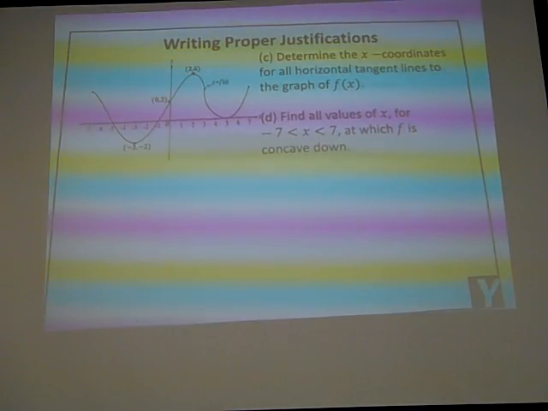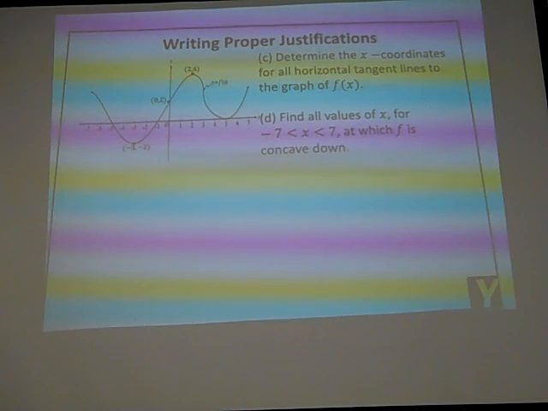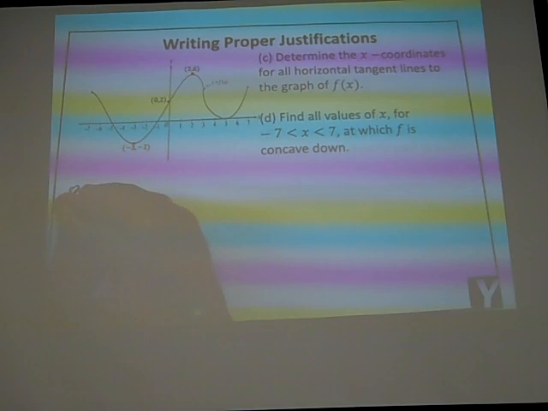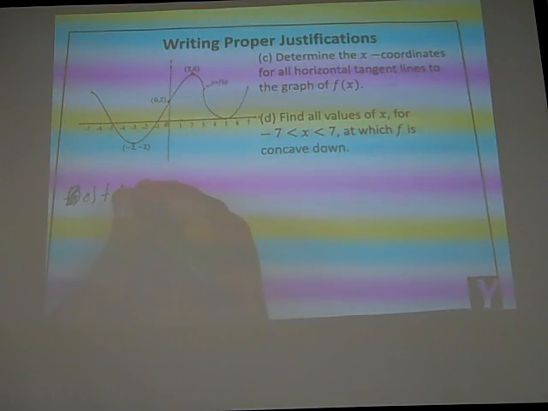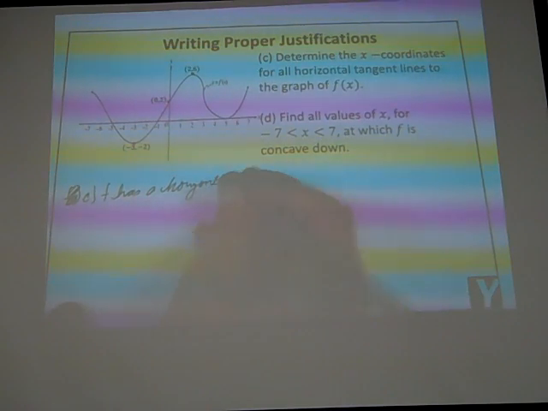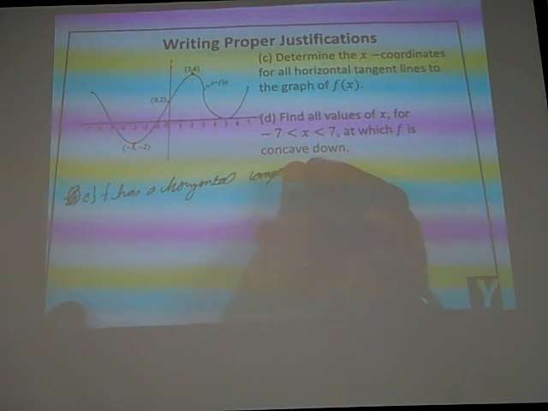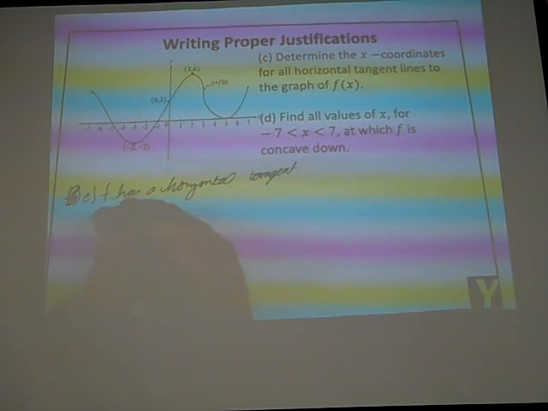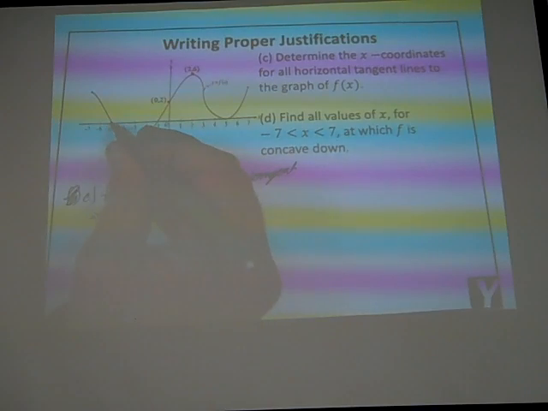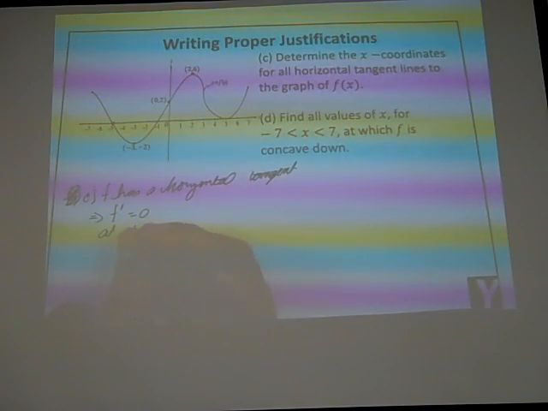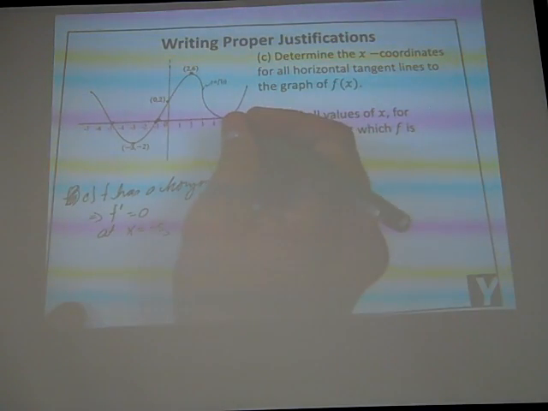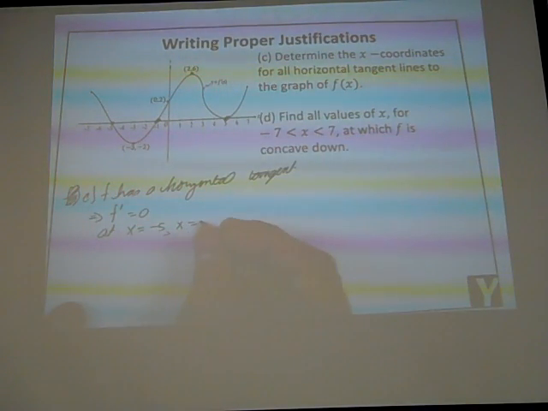All right, C, determine the x-coordinates for all horizontal tangent lines to the graph of f. Well, if f has a horizontal tangent, that implies that f prime is equal to 0. Where is f prime equal to 0? Over here at x = -5, over here at x = -1, and over here at x = 5.